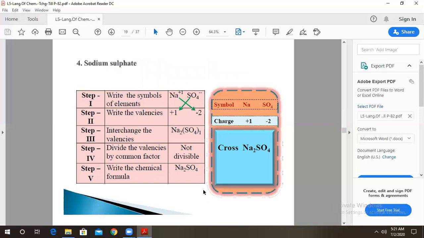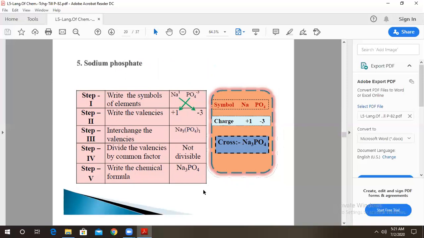Solve it. Very good. SO4 minus minus, so the valency is -2. So the formula is Na2SO4, sodium sulfate.